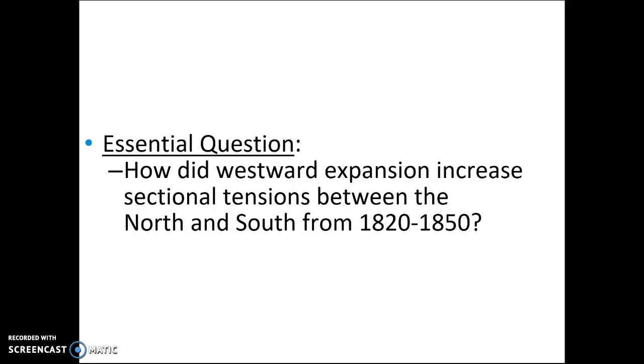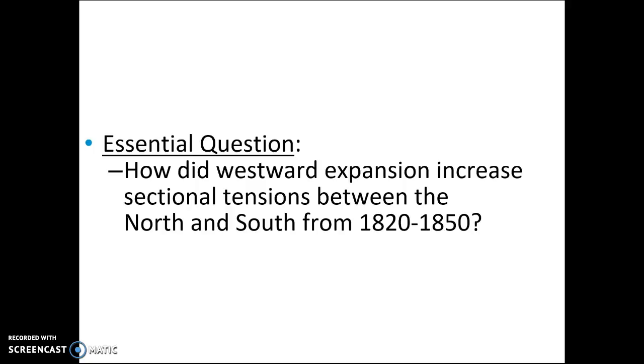So, the essential question: how did westward expansion increase sectional tensions between the North and South from 1820 to 1850? There's a reason that we talk about westward expansion before we talk about sectionalism, and that's because westward expansion, the movement to the west, occupying this new land and this new territory, is the primary reason for the sectional differences, the splitting of the United States into the two different parts that we see when the Civil War does start. So keep that essential question in mind.